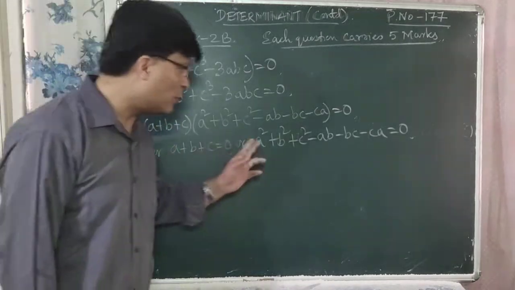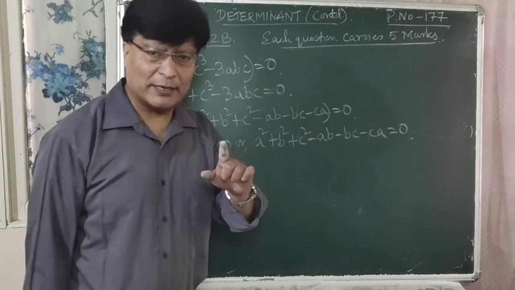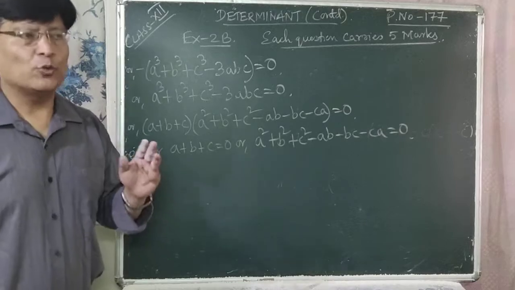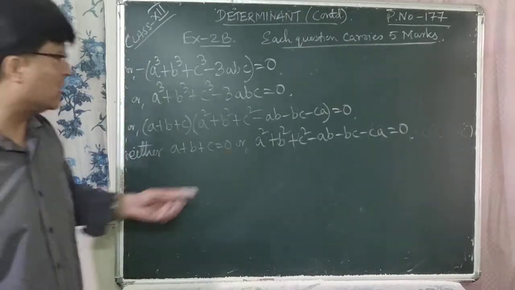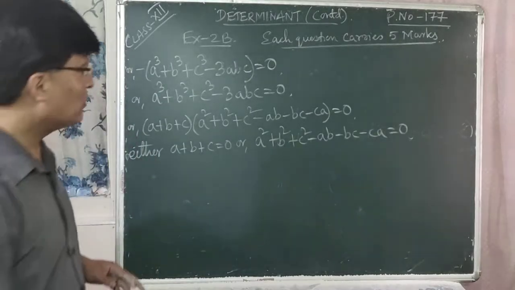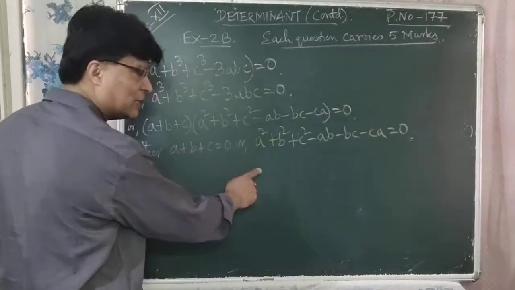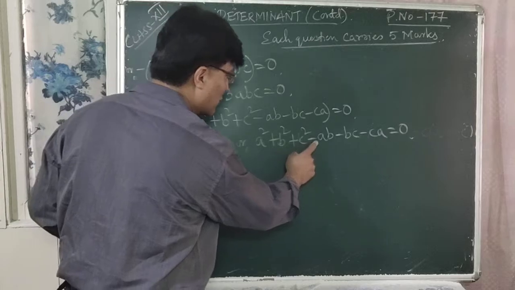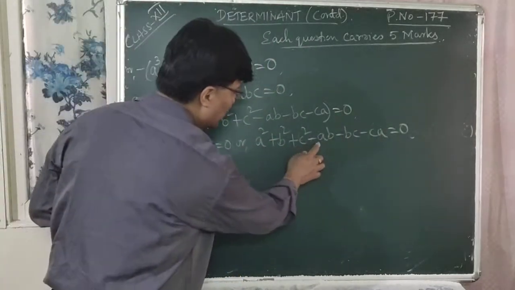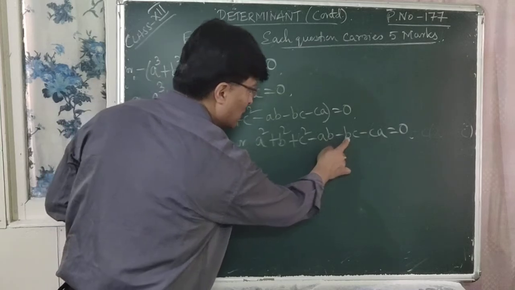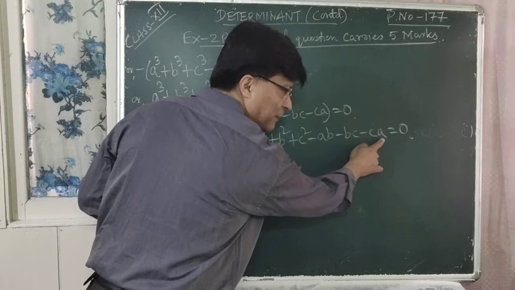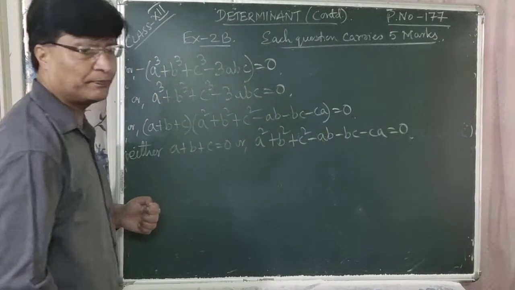Okay. Now we will prove the second part. What is the second part there? a is equal to b is equal to c. So we can prove a is equal to b is equal to c from this equation. Okay. Now what is there on the left hand side? It is a square plus b square plus c square minus ab minus bc minus ca. So now there is ab, let us multiply it by 2. This is bc, let us multiply it also by 2. And there is also ca, let us multiply it by 2.